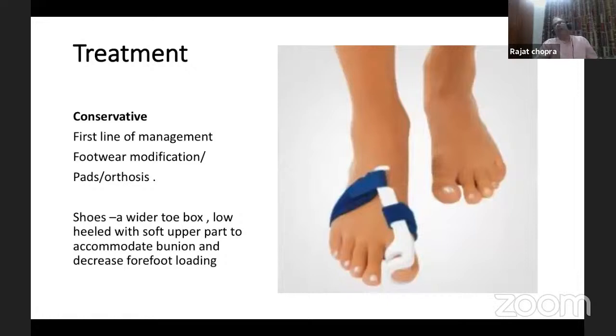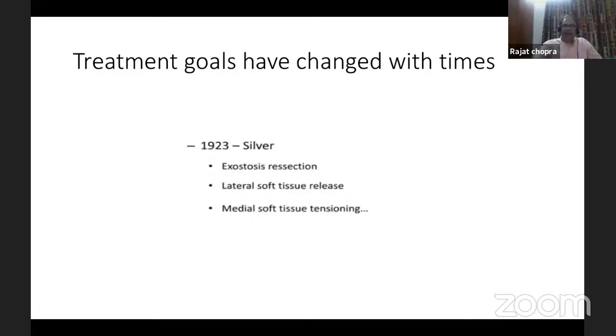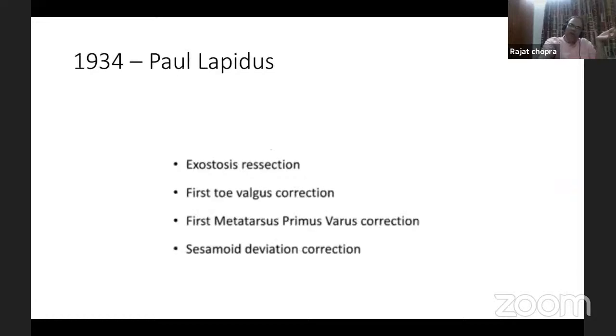Now, coming to the treatment part. For all examination purposes, it has to start with conservative management first. Surgery is done for failure of conservative management. The treatment goals have changed over time. Initially, they were happy just doing the medial soft tissue release as well as lateral side release with resection of the exostosis, but then the results were poor. So in 1934, Lapidus mentioned that intermetatarsal angles and the deviation of sesamoids should also be corrected.